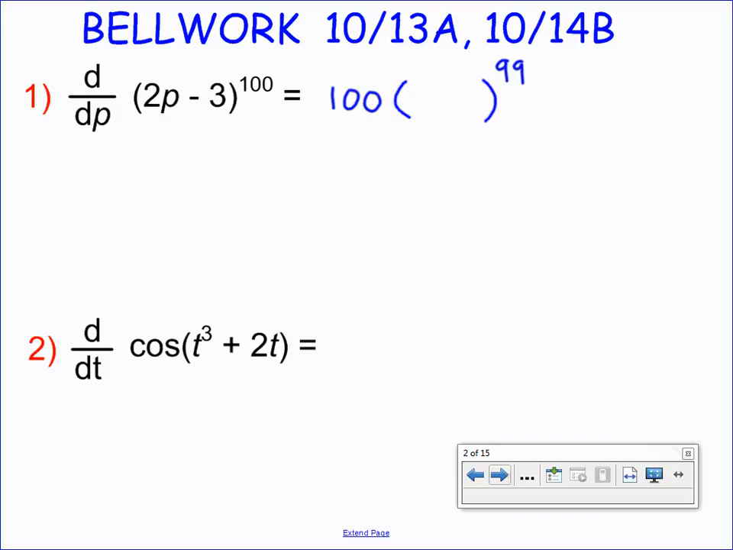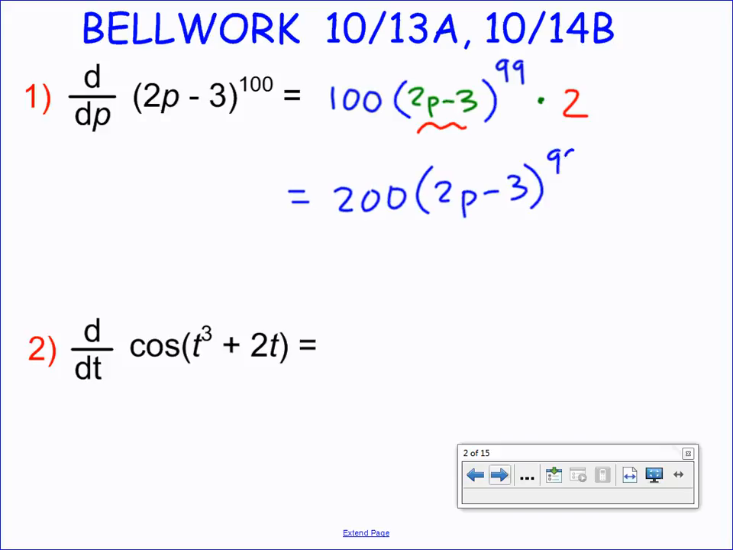My inner function, then, that it is evaluated at, would be the 2p minus 3, because it wasn't just x for my base in the power. It was 2p minus 3. Then, times the derivative of the inner function. So the derivative of my inner function, 2p minus 3, is simply 2. So I've got the derivative of the overall function, evaluated at the inner function, then times the derivative of the inner function. Put it all together, and we'll get 200 times the quantity 2p minus 3 to the 99.